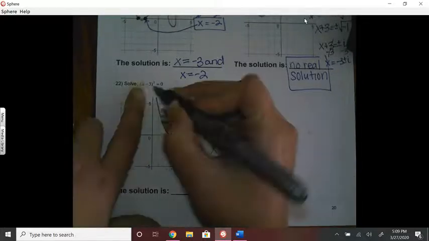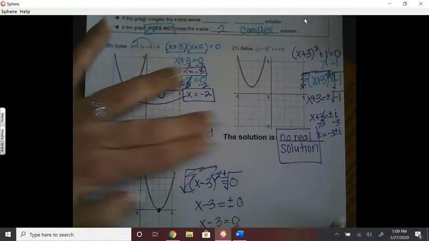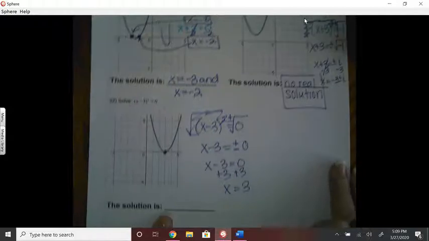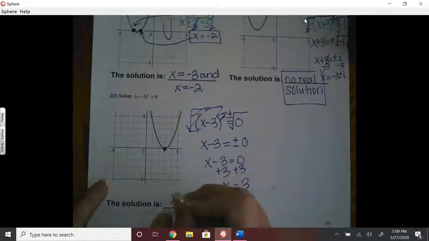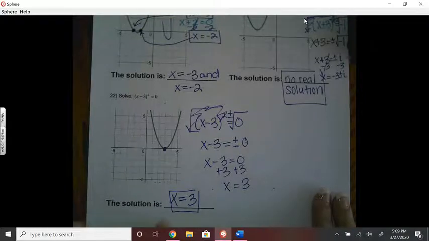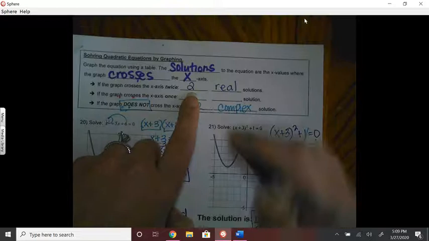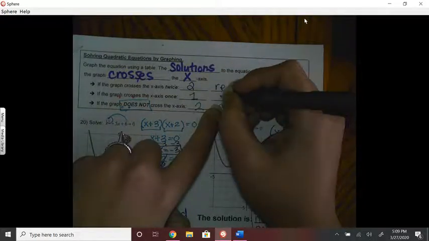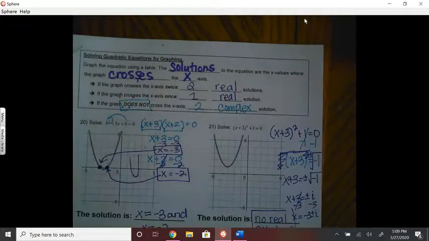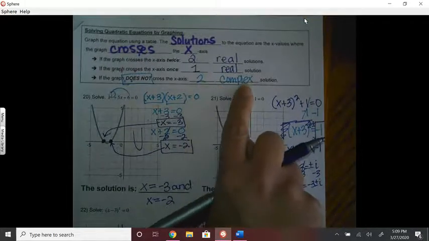So the highest exponent is 2. And it could tell us we have 2 solutions, no solutions, or in this case just 1. So the highest exponent tells you at most how many solutions. So again, in this case, it's just 1. So we could have two real solutions, or we can have one real solution. It will touch the x-axis once, or it doesn't touch, and that means our answers are complex numbers.